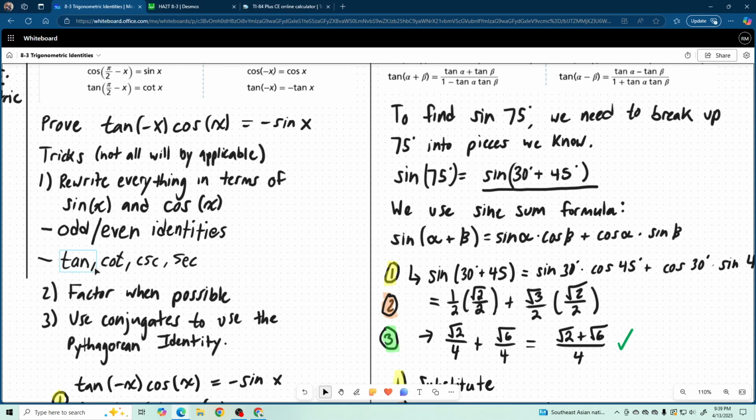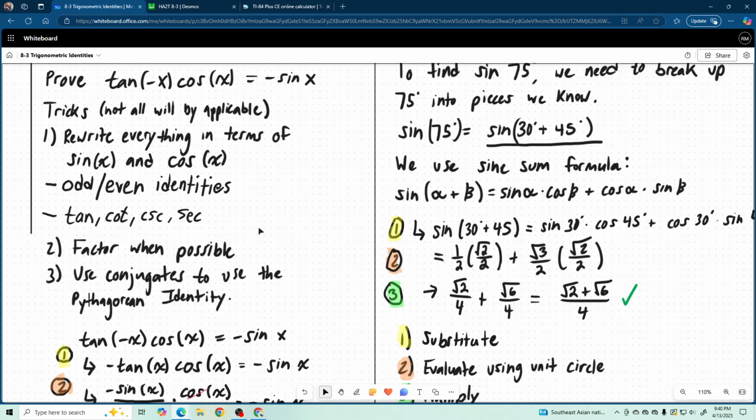The other thing you're going to want to do is tangent, cotangent, cosecant, and secant can all be written in terms of sine and cosine, right? Tangent is going to be sine over cosine, cotangent is going to be cosine over sine, cosecant is 1 over sine, and then secant is 1 over cosine, right? So we can rewrite all of those in terms of sine and cosine, and now we can just worry about two things that we have to deal with instead of a whole bunch of them.